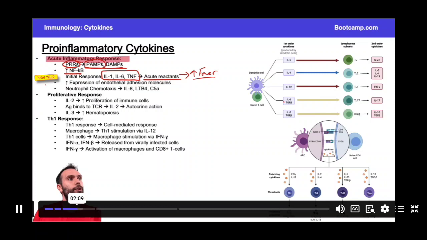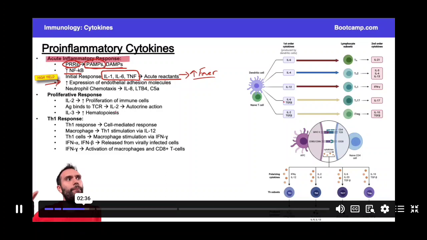And also an increase in expression of endothelial adhesion molecules. We've talked about this in great detail in the last video. What's the point of that? Let's say you have an infection somewhere. You want neutrophils to get to the site of that infection, the site of inflammation. To do that, you need to put endothelial adhesion molecules on those endothelial cells. So when the neutrophils come in rolling, they're going to bind really tightly to those endothelial cells and get in through diapedesis to the site of infection.